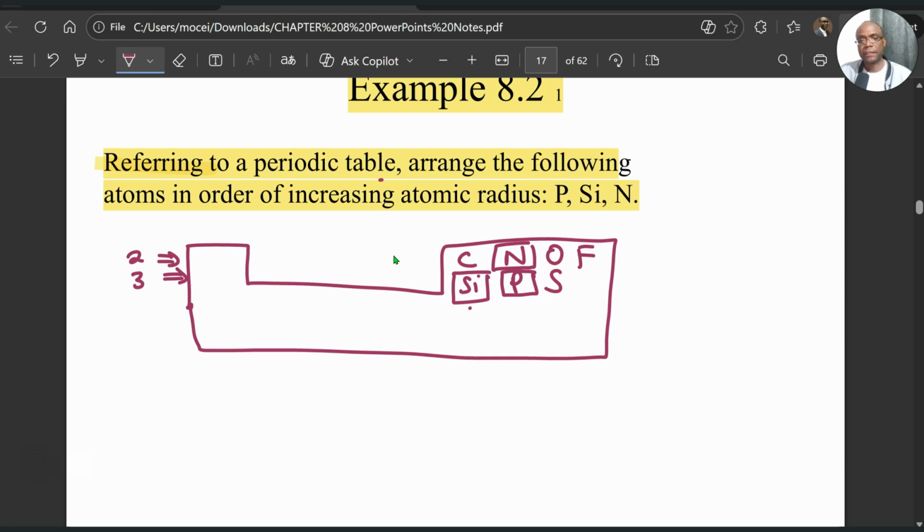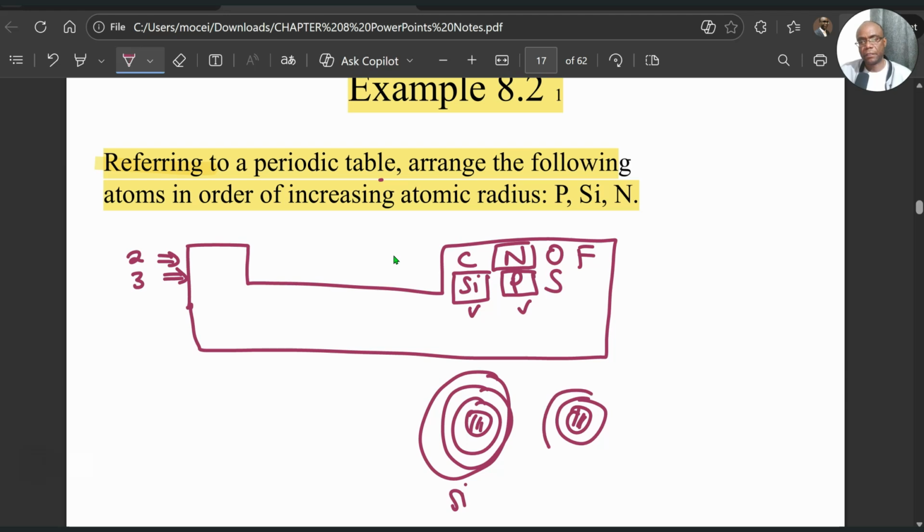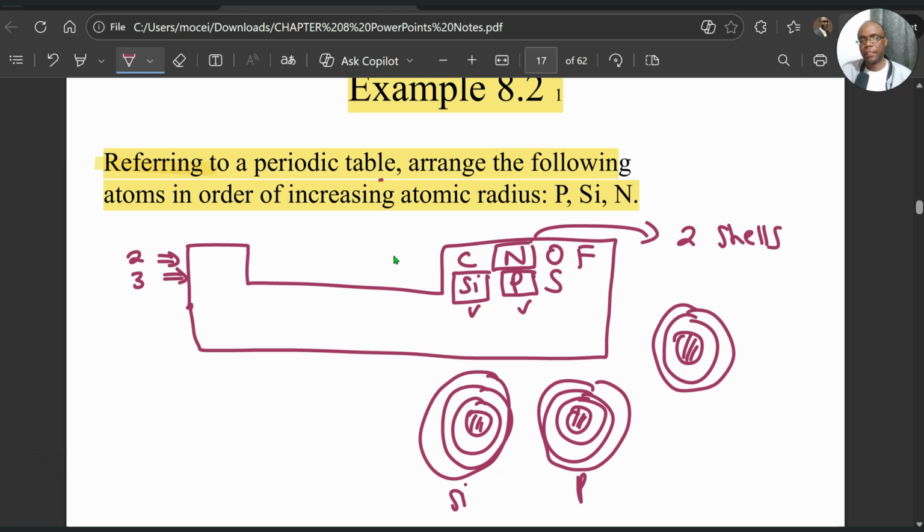So I expect that silicon and phosphorus will have 3 shells. They're found in period 3. And then phosphorus, I know it's supposed to be a little bit smaller. But nitrogen is going to have 2 shells outside the nucleus. So if that's the nucleus, I only have 2 shells. No brainer. If I'm talking about increasing atomic radius, nitrogen should be the smallest with 2 shells.